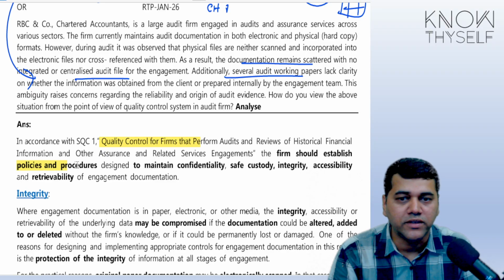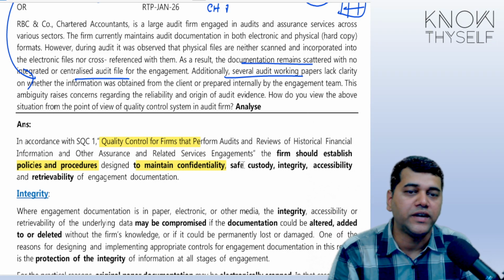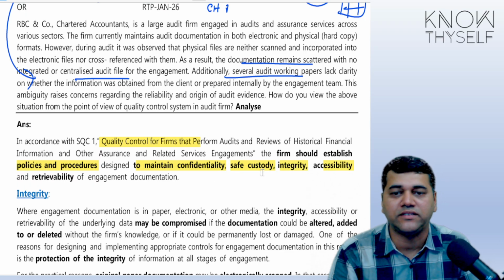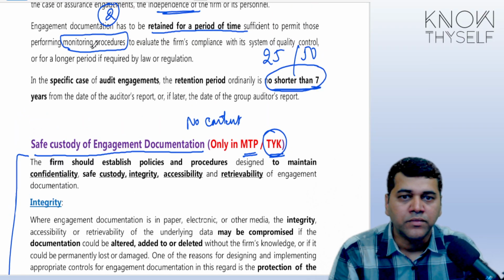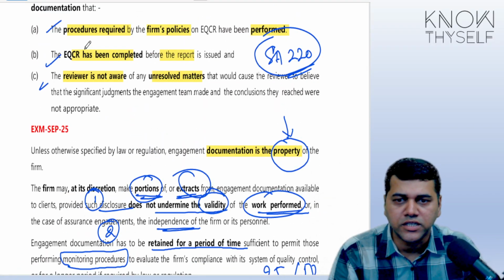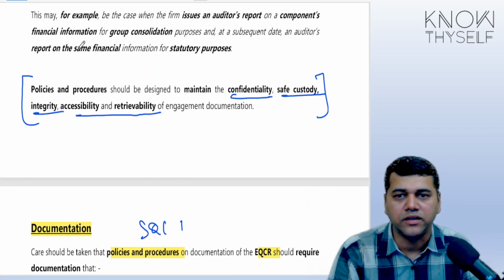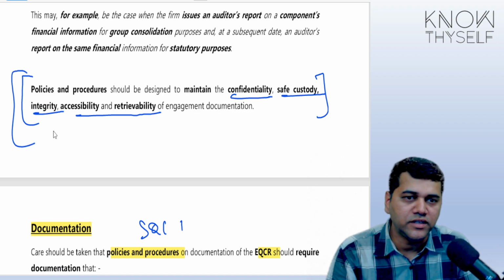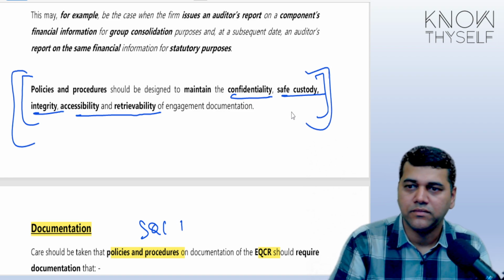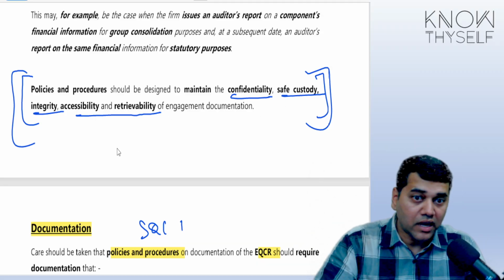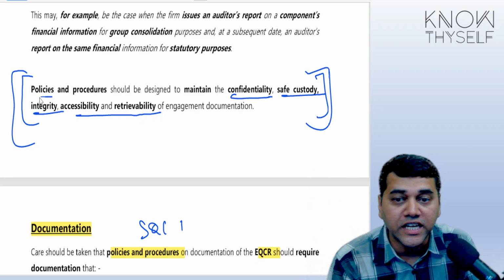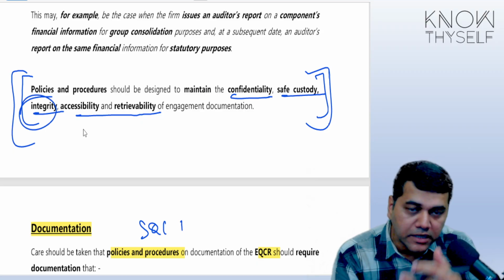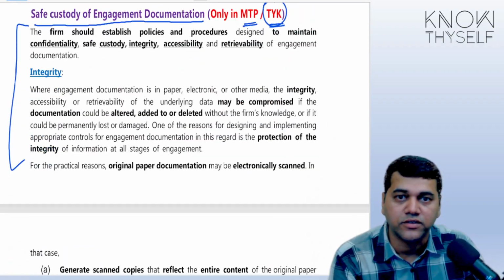Firm should establish policies and procedures designed to maintain confidentiality, safe custody, integrity, accessibility, and retrievability of engagement documentation. This is the only sentence you will see in the study material. Somewhere you see one line there. Now, if you go to the original standard, you see how to maintain safe custody and integrity. There is one detailed procedure for that, and that's what we are going to discuss here.